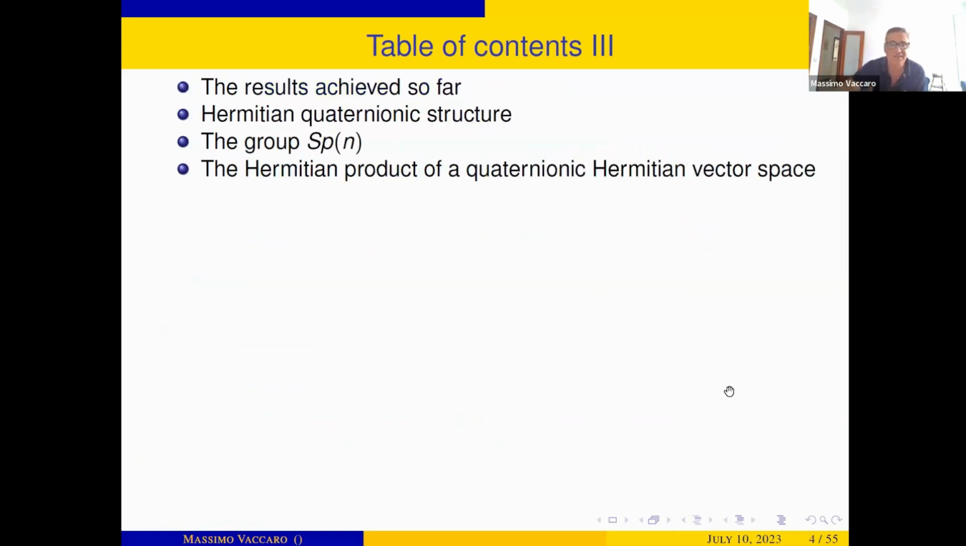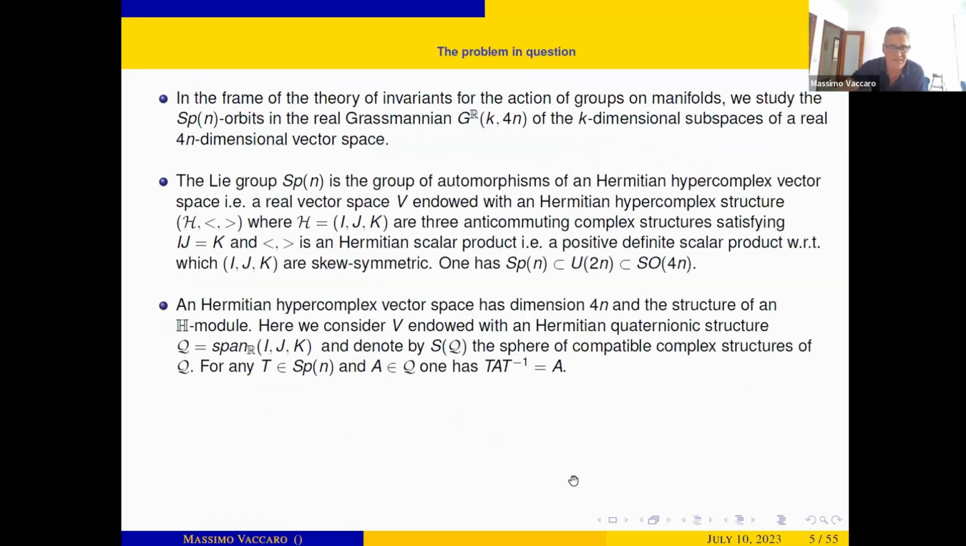Okay, so let's say first of all what I'm doing. In the frame of the theory of invariance for the action of groups on manifolds, we study the Sp(n) orbits in the real Grassmannian of the k-dimensional subspaces of a real 4n-dimensional vector space. This is what we do, as I said.